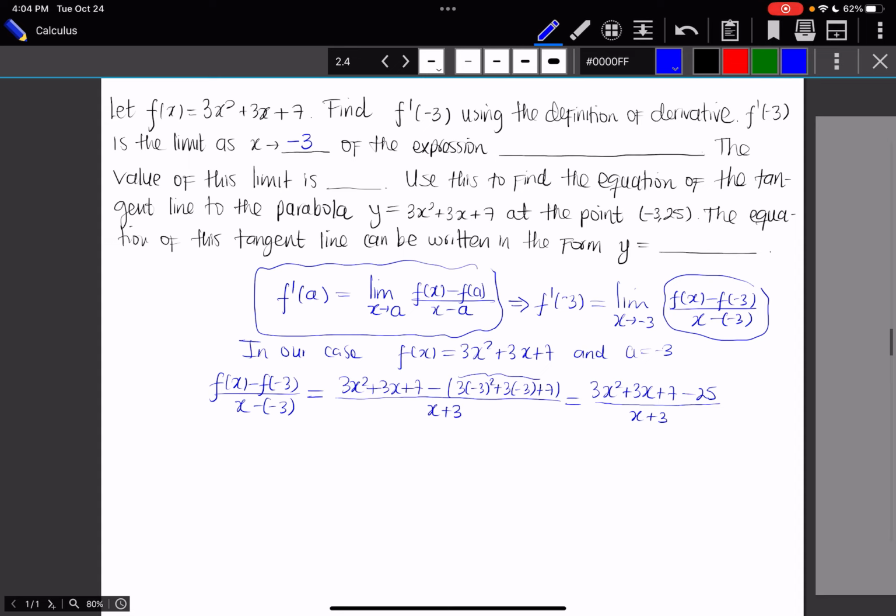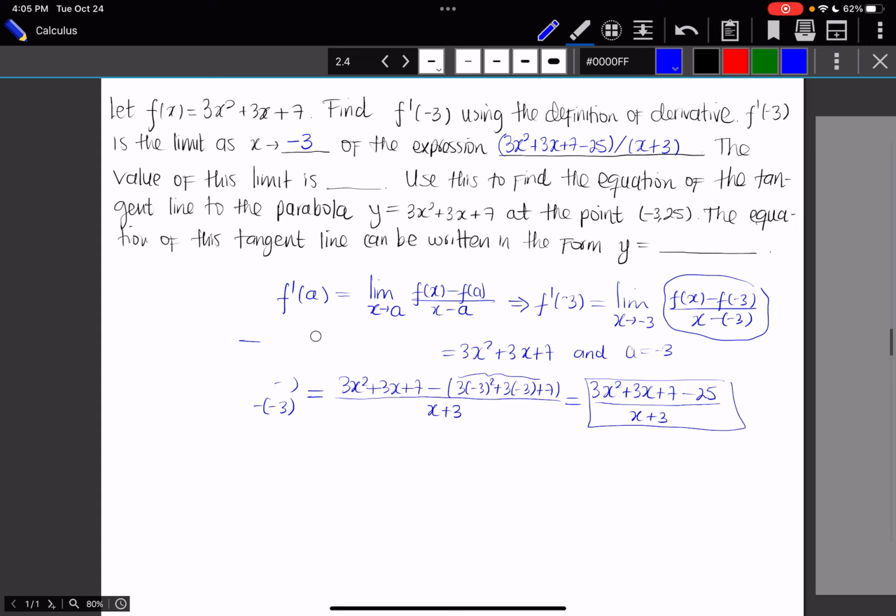So back to the problem we're trying to solve, f prime of -3 is the limit as x approaches -3 of this expression right here. And this expression is the same as what we wrote here. So we write 3x squared plus 3x plus 7, take away 25, divided by x plus 3. That's the answer to this part of the question.